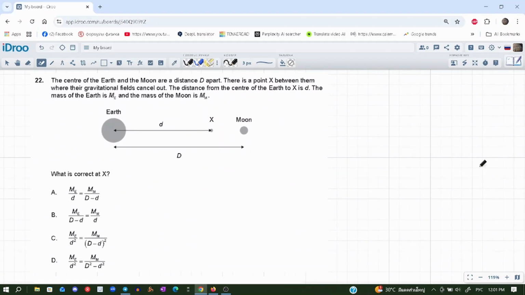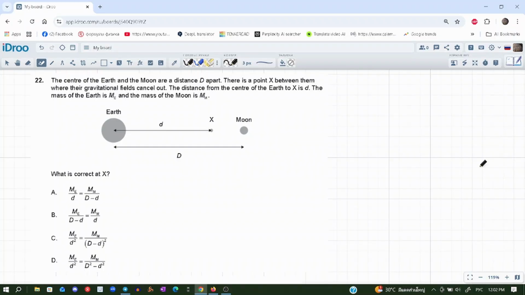Number 22. The center of the Earth and the Moon are distance D apart. There is a point X between them where their gravitational fields cancel out. The distance from the center of the Earth to X is small d. The mass of the Earth is capital M_E and the mass of the Moon is capital M_M. What is correct at X?